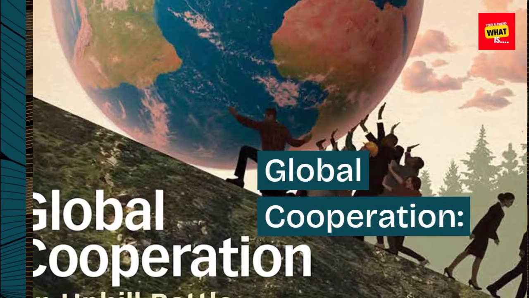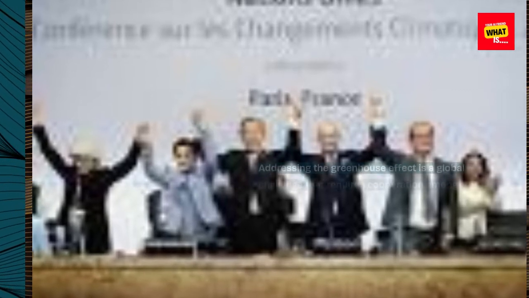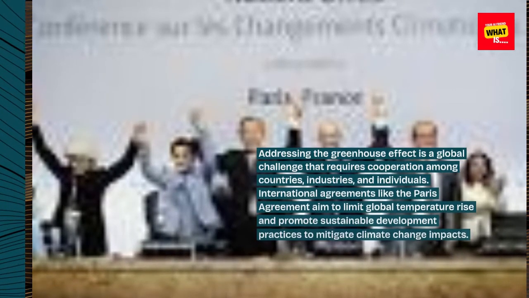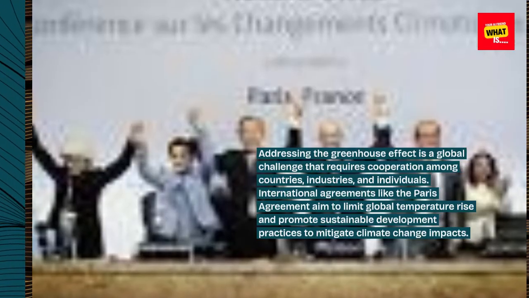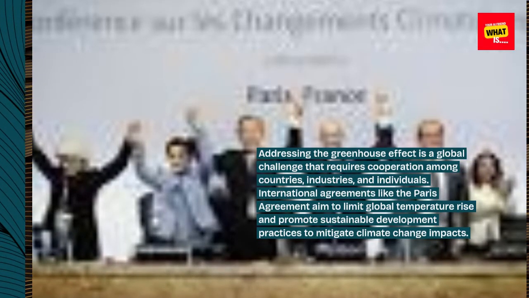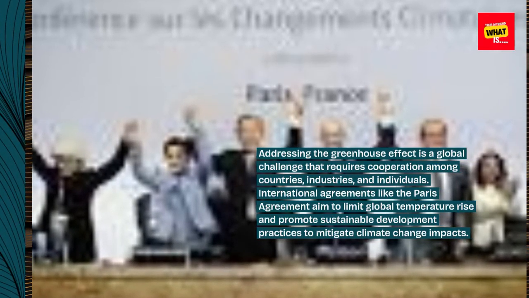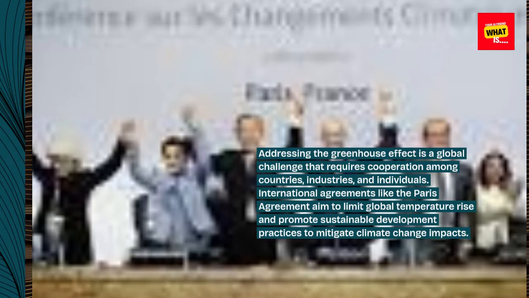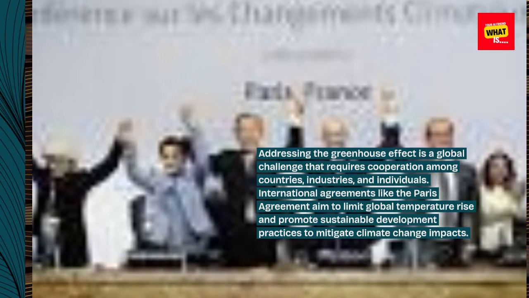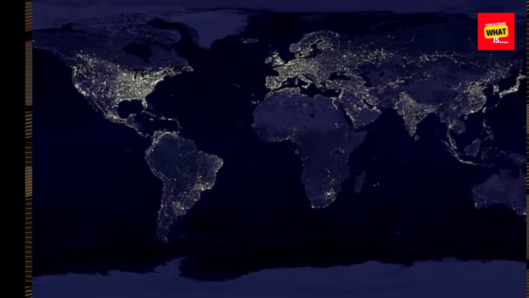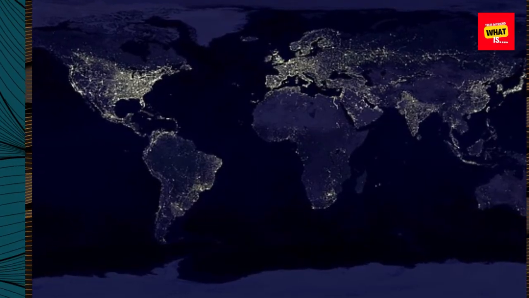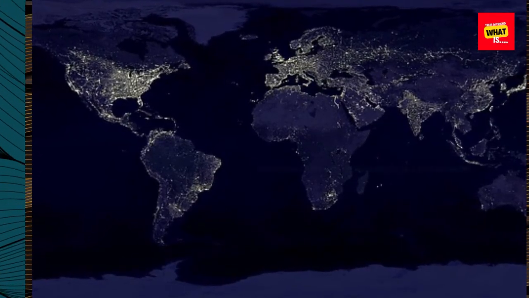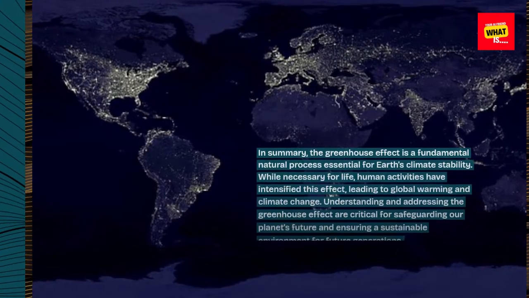Global cooperation. Addressing the greenhouse effect is a global challenge that requires cooperation among countries, industries, and individuals. International agreements like the Paris Agreement aim to limit global temperature rise and promote sustainable development practices to mitigate climate change impacts. In summary, the greenhouse effect is a fundamental natural process essential for Earth's climate stability.